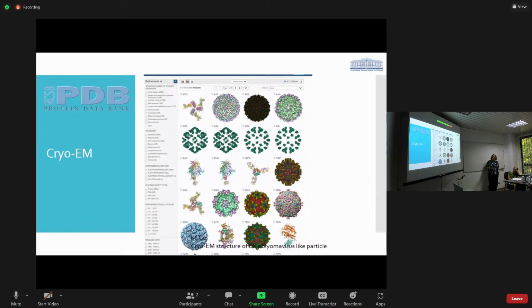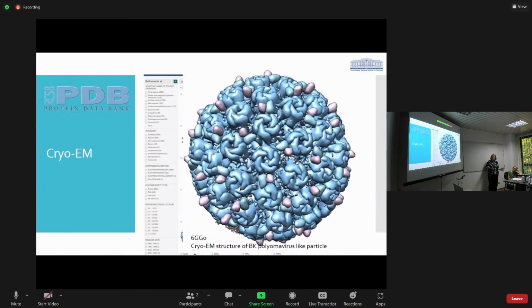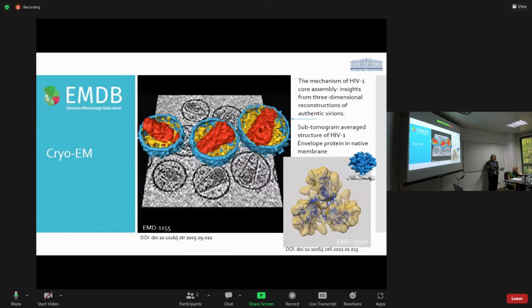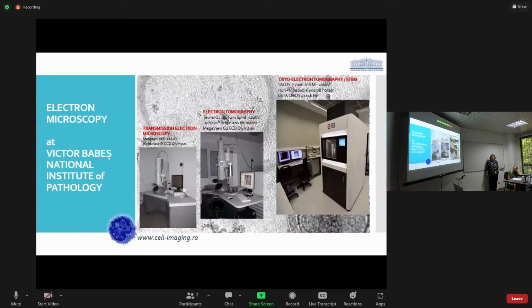composing the viral particles, and we have some databases like the Protein Data Bank, which holds the information acquired through cryo-electron microscopy, and the Electron Microscopy Data Bank, also a repository for data obtained from cryo-electron microscopy and cryo-electron tomography, in fact, because we can do tomography.